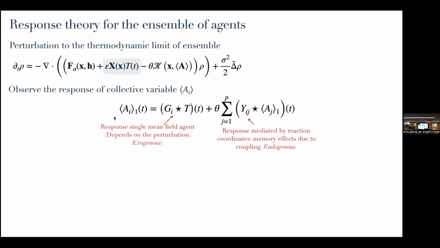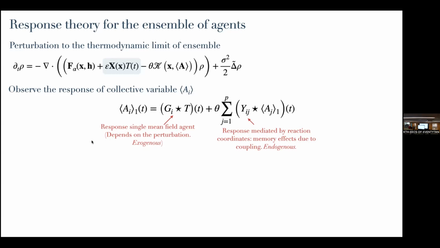And why is that? Because if you look at the response at time t, the response of this system is a bit more complicated than the usual one that we saw before, because it can be written in two terms. One term is similar to what we saw before for finite dimensional systems, where you have a convolution between a Green's function g and the time-dependent external perturbation. And we can show that this Green's function can be thought of as the response of a single mean field agent in the network, in the ensemble of agents.